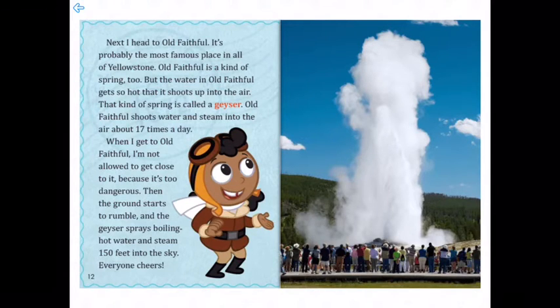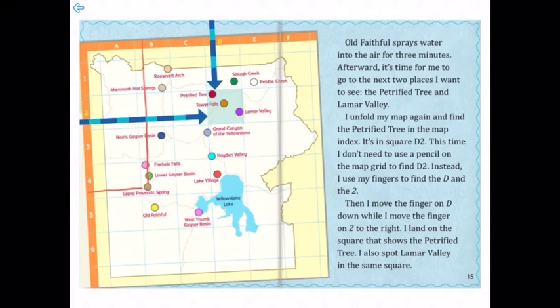When I get to Old Faithful, I'm not allowed to get too close to it because it's too dangerous. Then the ground starts to rumble and the geyser sprays boiling hot water and steam 150 feet into the sky. Everyone cheers. Old Faithful sprays water into the air for 3 minutes. Afterward, it's time for me to go to the next 2 places I want to see.